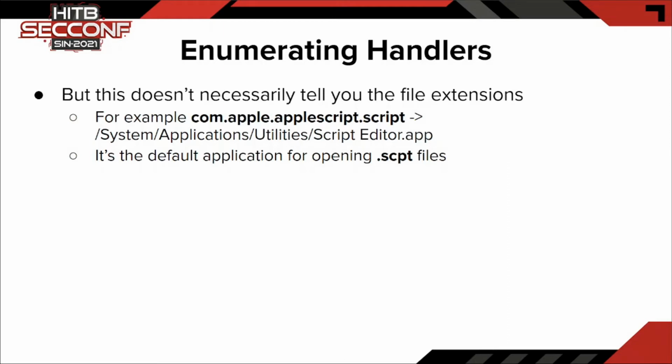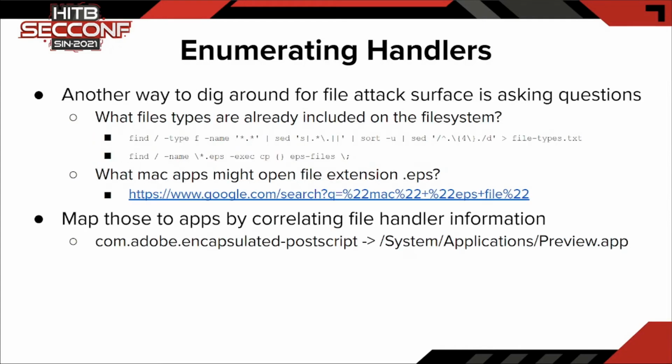Another way to look is just asking questions like what file types are included on the file system. Like what different files already exist. If those types of files exist by default, then there's probably a program that can read them in some way. And if you see stuff you don't know what it is, the different file extensions, you can Google for it, and that can give you clues to what apps may be handling it.